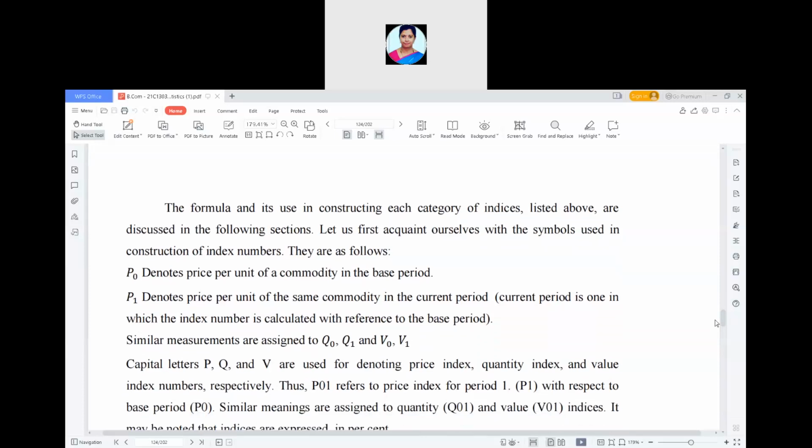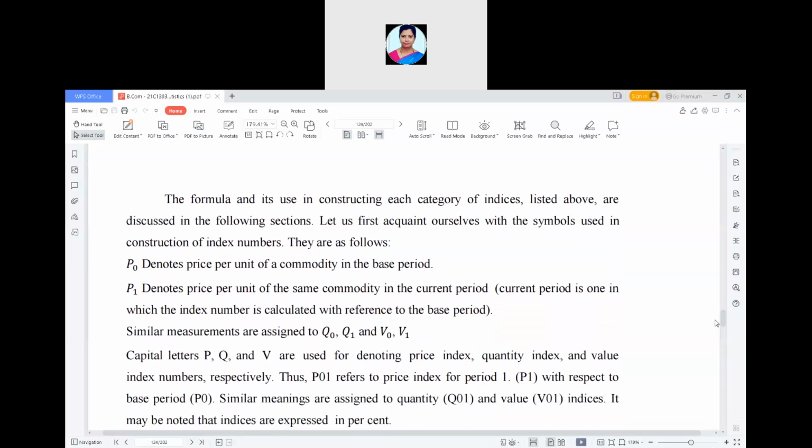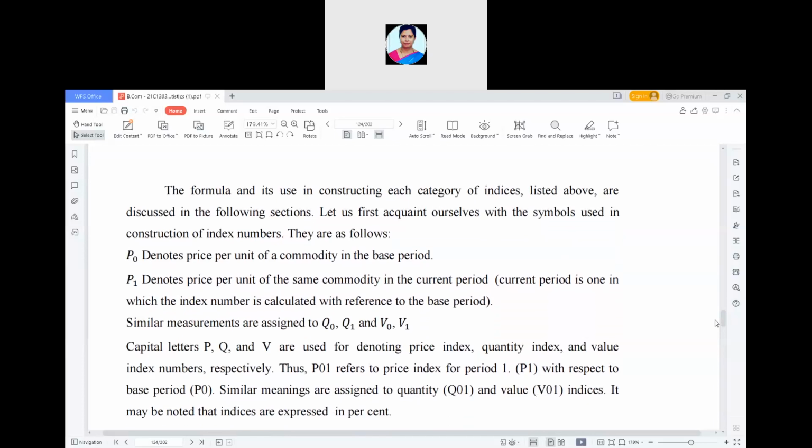And with respect to the period P naught, P naught 1 is the price. Just recalling that suffix naught represents the base period, and suffix 1 represents the current year. So this P naught 1 refers to the price index for period 1.